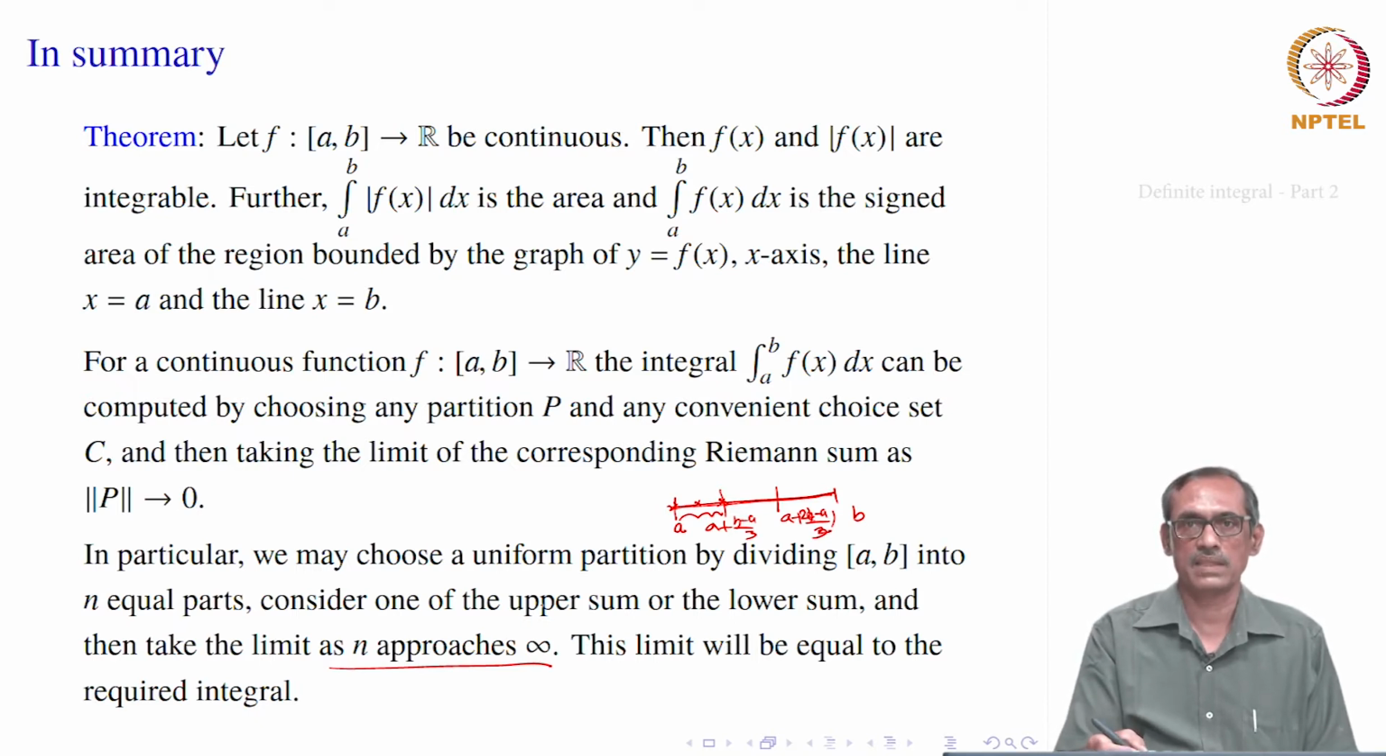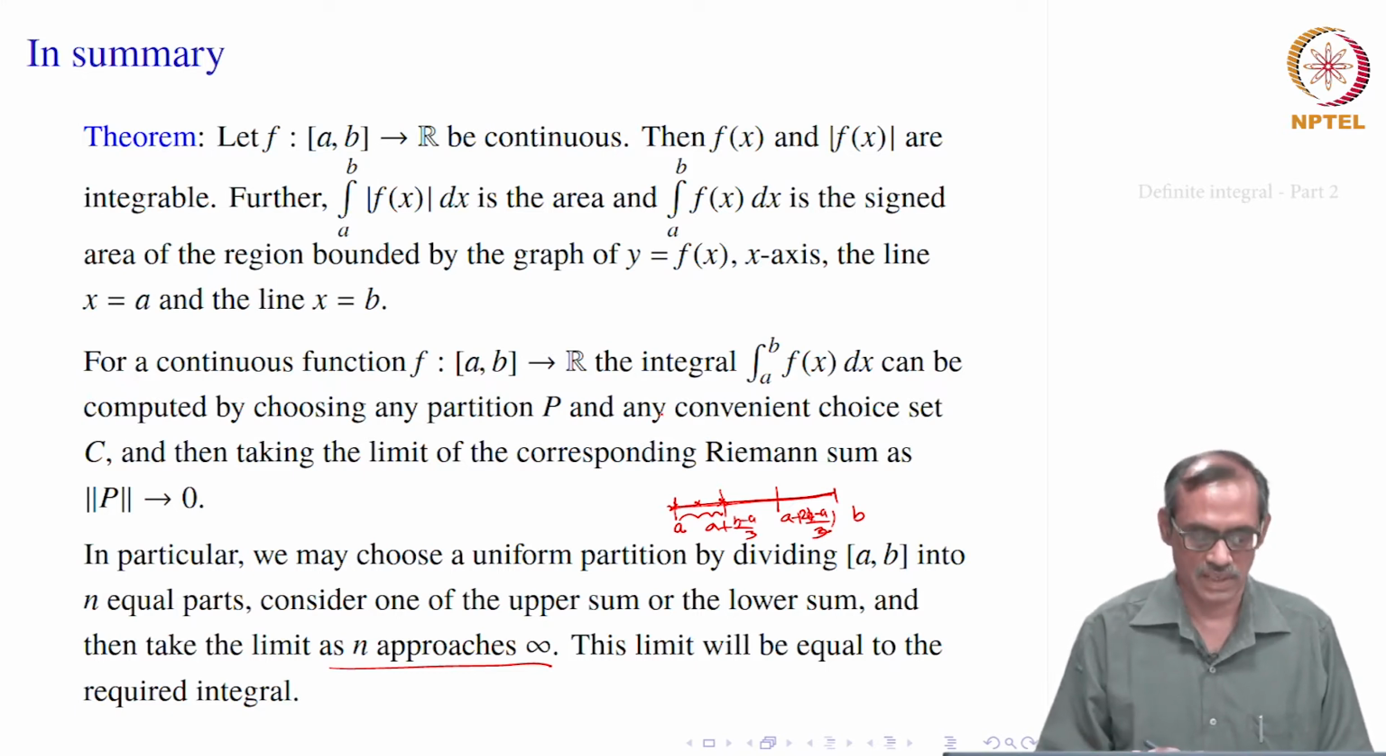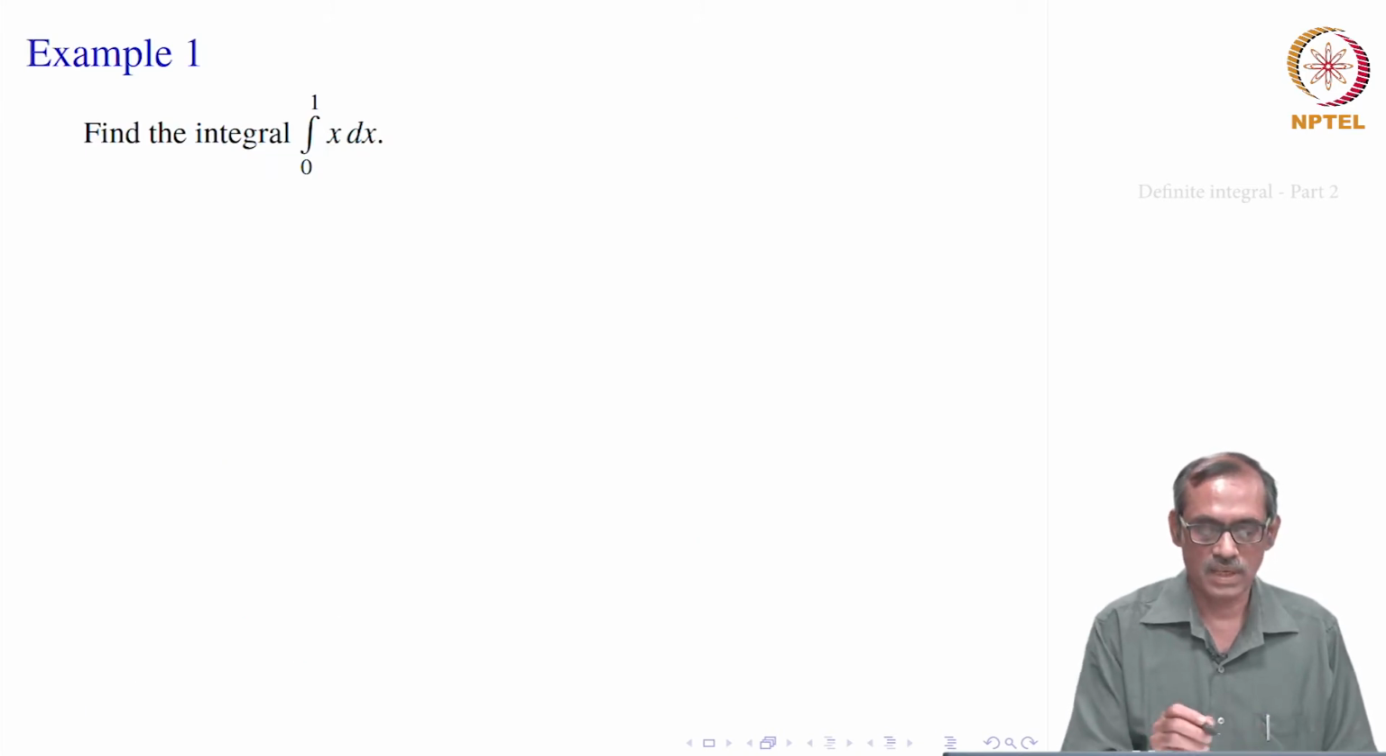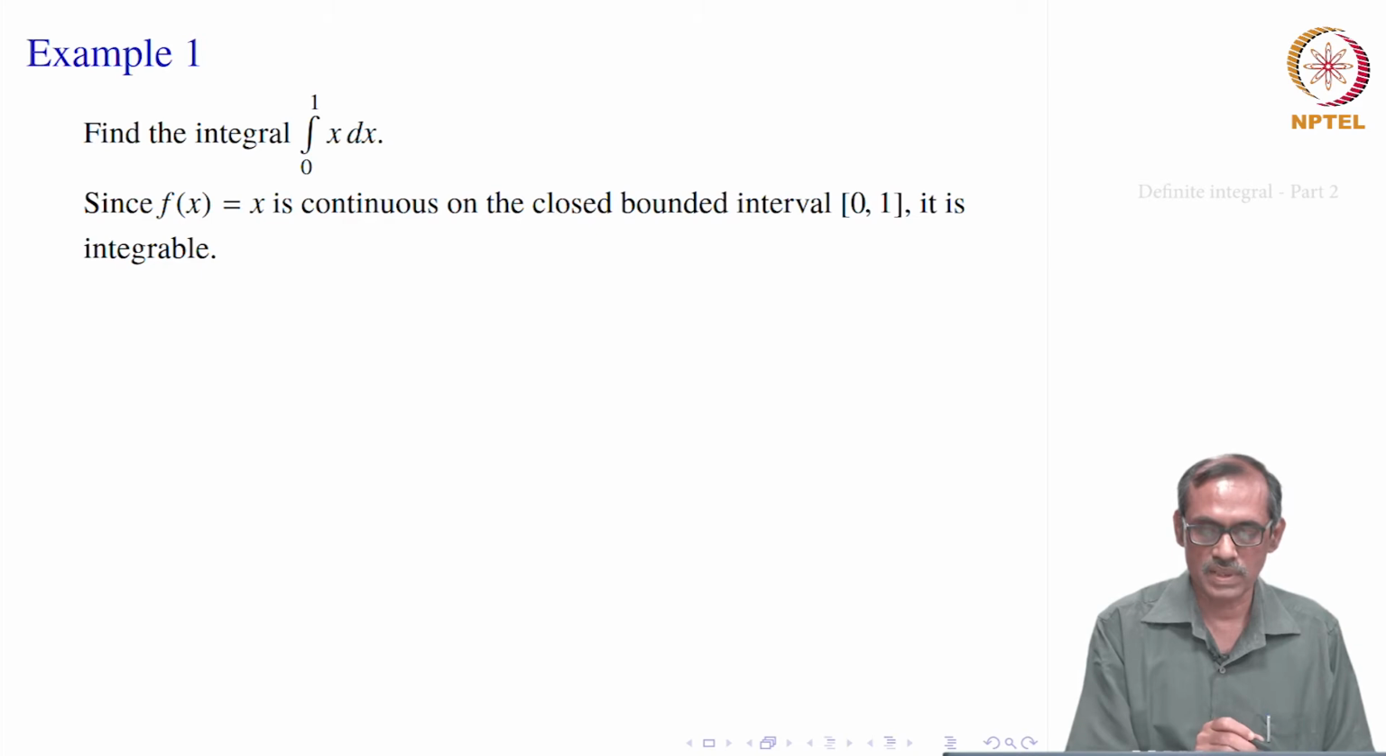Sometimes we choose Ci like this if it is easier, or sometimes we choose other Ci which will be convenient for us for computing the integral. Okay, let us see how to compute this integral 0 to 1 of the function x. So, integral 0 to 1 x dx. So, how do we proceed?